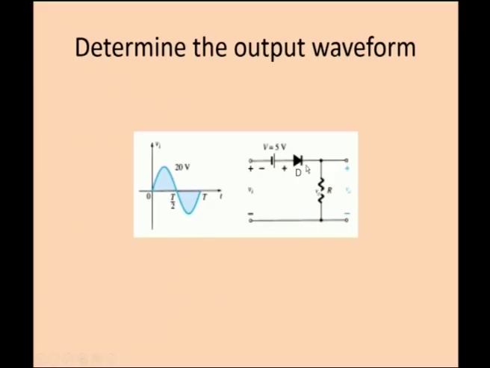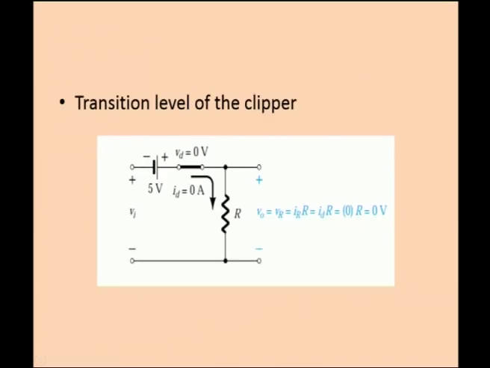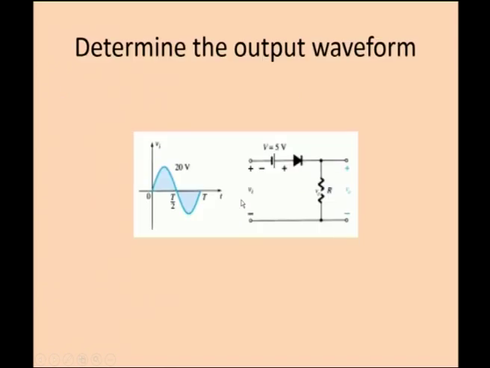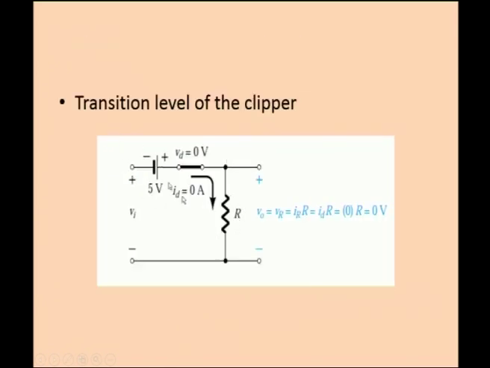So, for positive value of the input, what happens to this diode? For positive value, this diode will become short, and for negative value, this diode will become open. So, for negative value, if it is open, no connection between input and output, so the output is 0, and for positive value, it will conduct. So, we must know the transition levels of the diode, then only we can know for which positive value it will conduct. So, how will you get the transition level of the clipper?